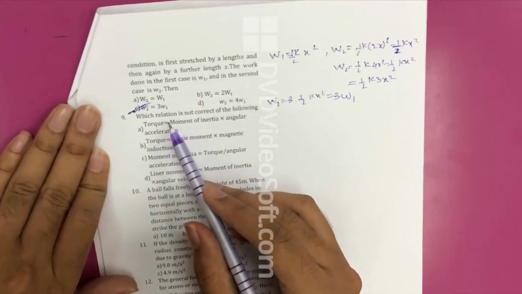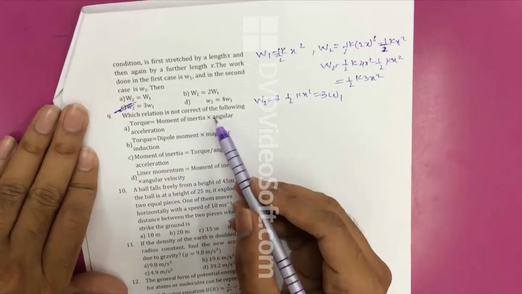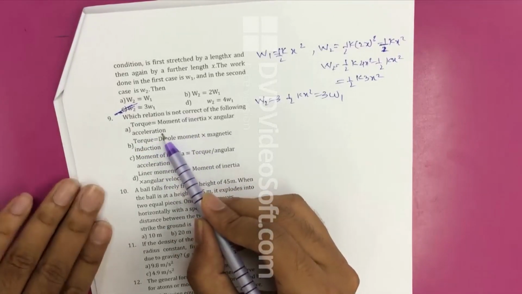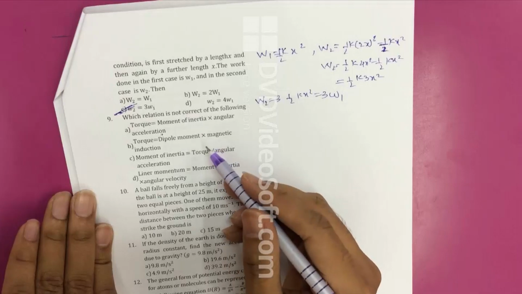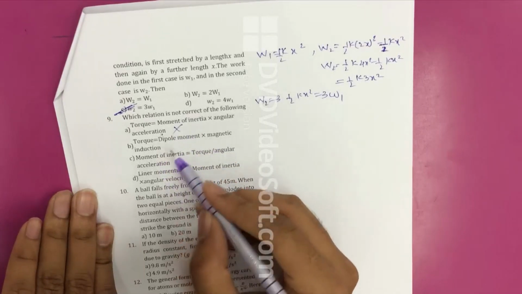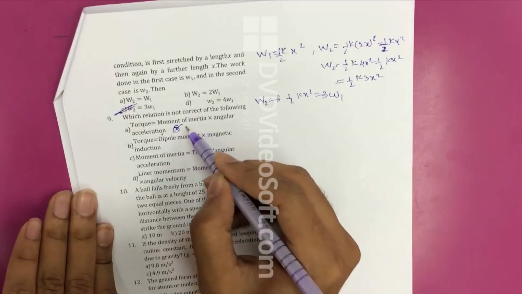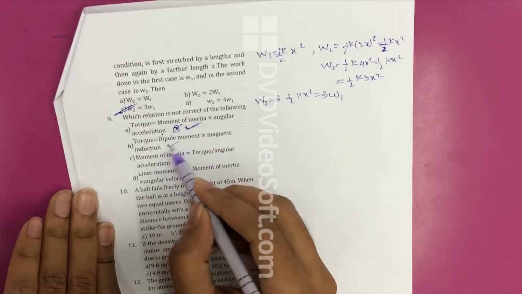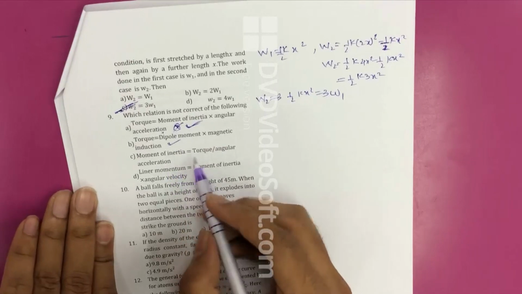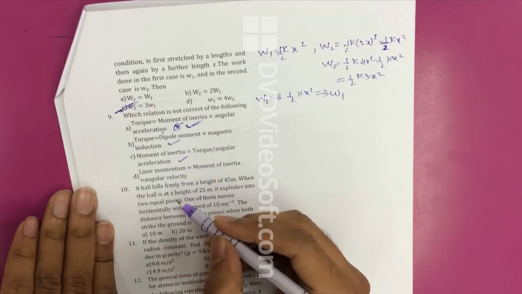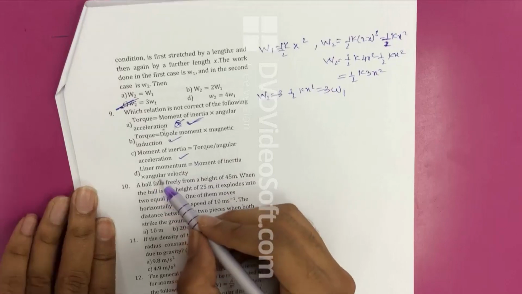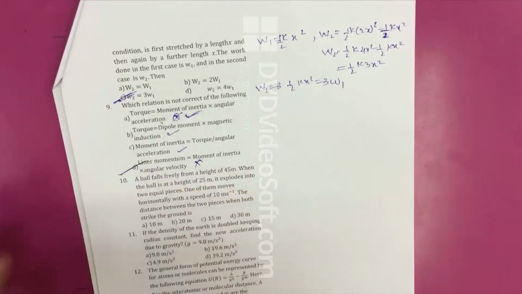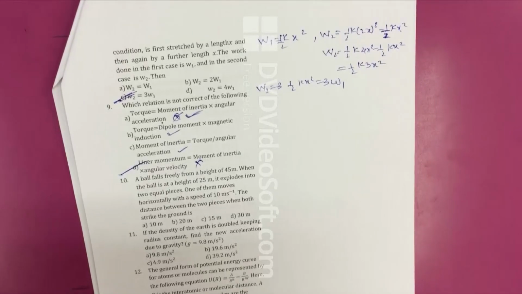Question 9. Which relation is not correct of the following? Torque equals moment of inertia into angular acceleration. This is correct. Torque equals dipole moment into magnetic induction. This is also correct. Moment of inertia is torque divided by angular acceleration. This is also correct. Option D, linear momentum equals moment of inertia into angular velocity. This is not correct. So here your answer will be option D.